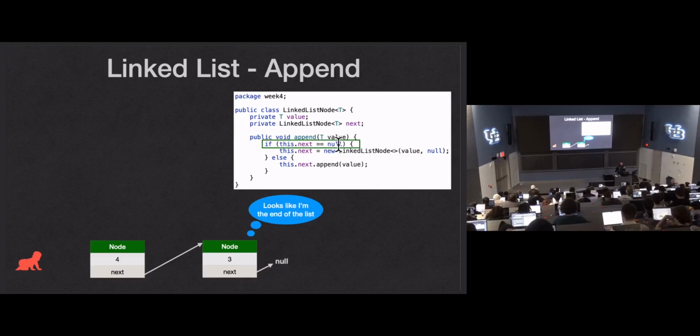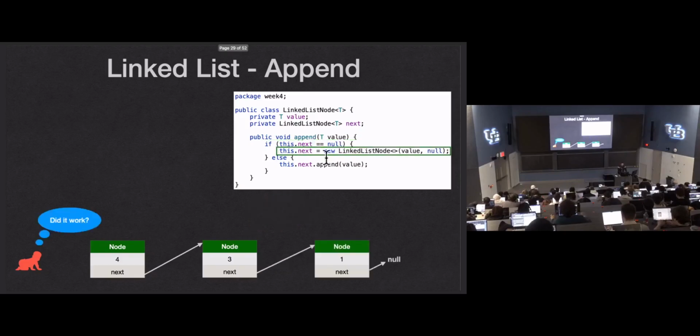It checks its next. It is null. And it says, oh, crap, I'm the end of the list. Not anymore, though, because I'm going to append something. And it's going to say this dot next equals a new linked list node with the value that we added and null to indicate that it is now the end of the linked list.